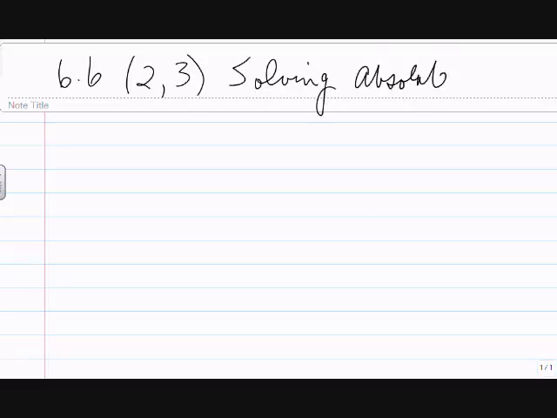So we're going to do solving absolute value again. This is section 6.6, examples 2 and 3. So these are solving absolute value inequalities again. It's just that these are going to be a little bit harder because they're not just going to be the absolute value of x or y. There's going to be something inside that absolute value.